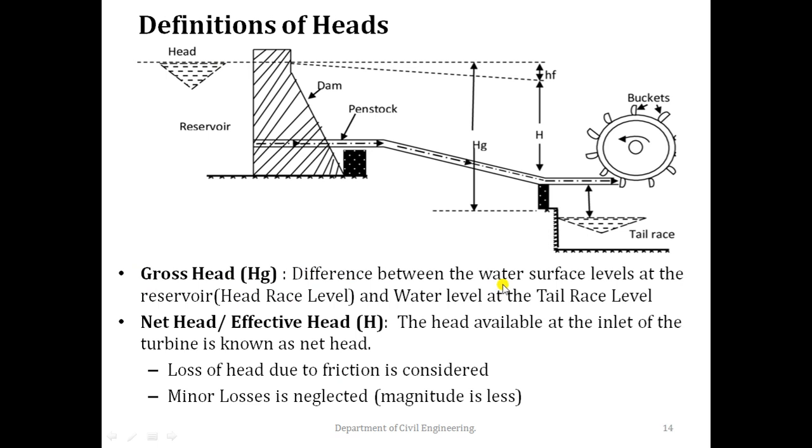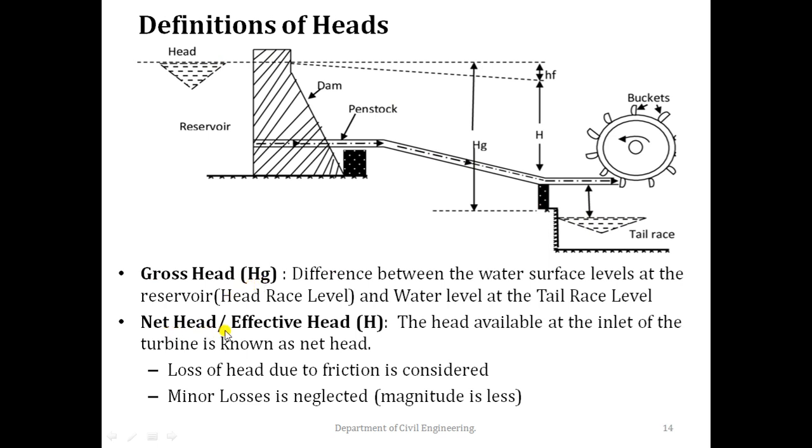It is the difference in the water surface level at the reservoir and the water surface level at the tail race. So here in this diagram you can see this is the free surface level of water in the reservoir, and this is the tail race, and this is the free surface level of the water in the tail race. So the difference in free surface level of water in the reservoir as well as in the tail race is known as gross head, and this gross head will be denoted as Hg.